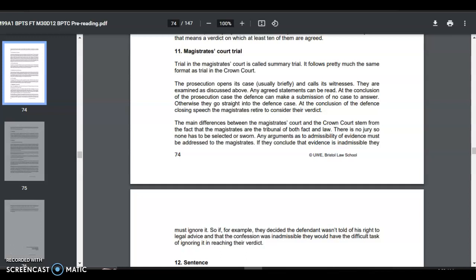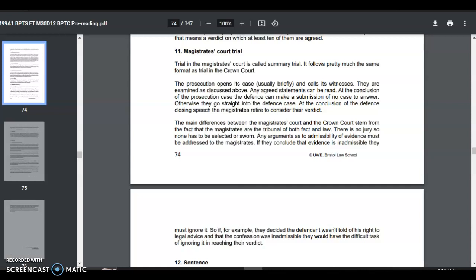The difference between the magistrate court trial and the crown court trial is that in the magistrate court, the magistrates are both the tribunal of law and the tribunal of fact. In the crown court, the tribunal of fact is the jury. So there is no jury trial in the magistrate court. Trial in the magistrate court is called summary trial. It follows pretty much the same format as a trial in the crown court.